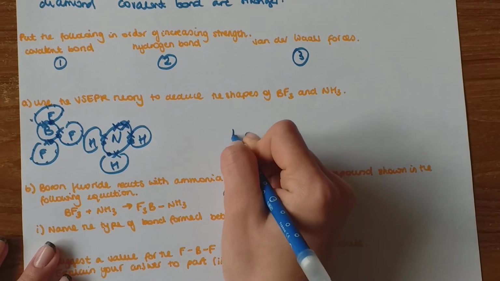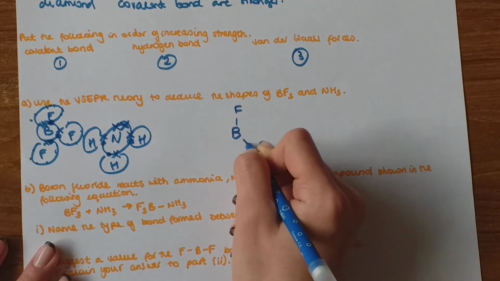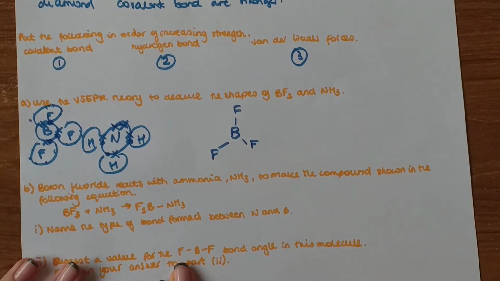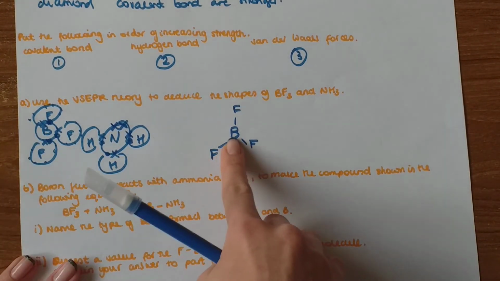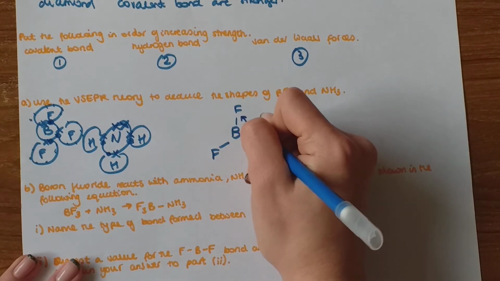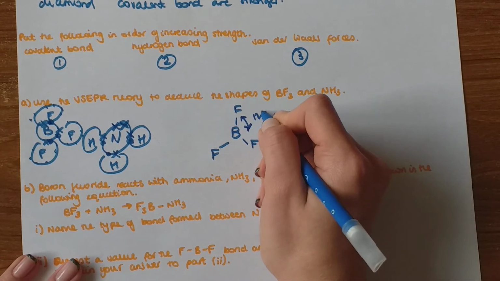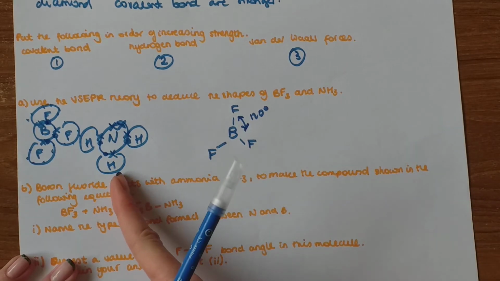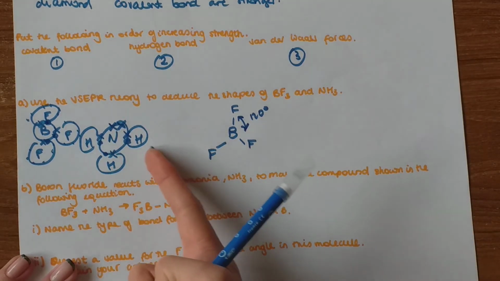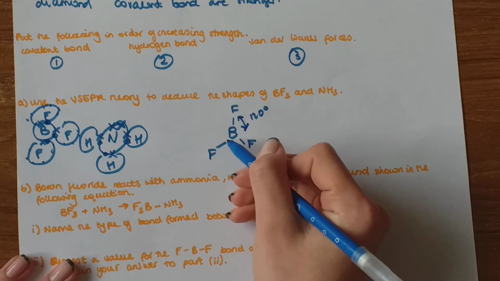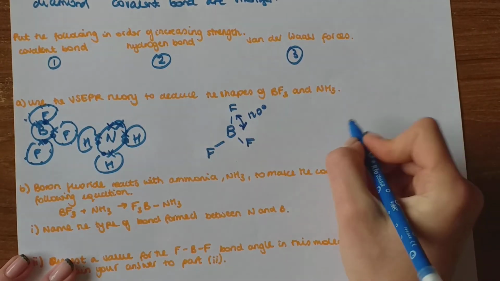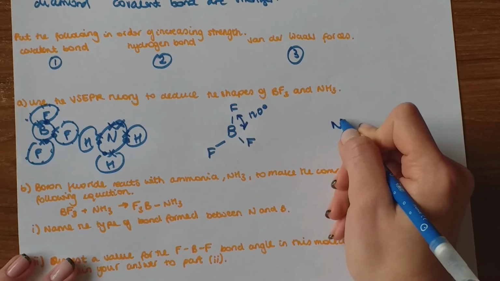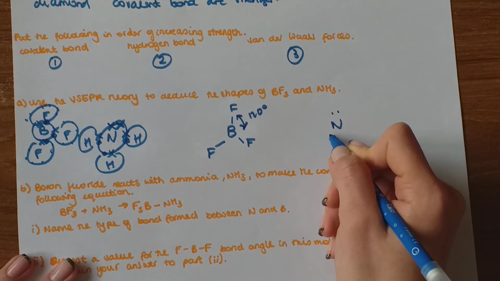So BF3 is boron and has fluorine, fluorine and fluorine. We always have to look at the bonded pairs and lone pairs. So it has 3 bonded pairs, and the bond angle in this one is 120 degrees. However, in NH3, we have 3 bonded pairs, plus 1 lone pair. Therefore, it's not going to be trigonal planar anymore, it's going to be tetrahedral with 1 lone pair.